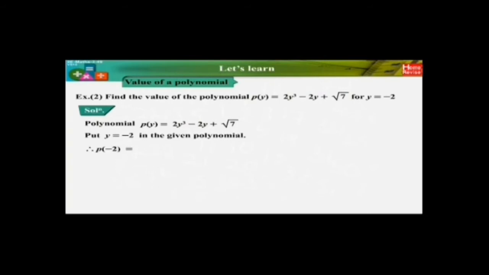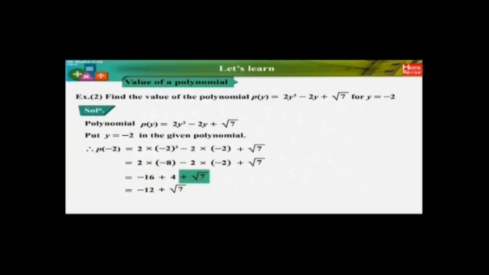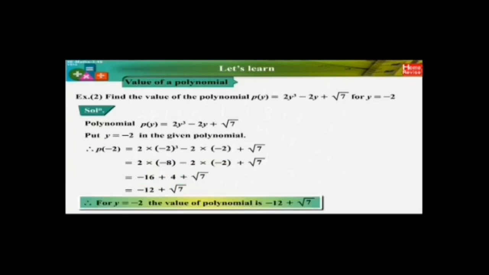So we'll get P of minus 2 is equal to 2 multiply minus 2 cube minus 2 multiply minus 2 plus root 7, which is equal to 2 multiply by minus 8 minus 2 multiply minus 2 plus root 7. So which is equal to minus 16 plus 4 plus root 7, which is equal to minus 12 plus root 7. So for y is equal to minus 2, the value of the polynomial is minus 12 plus root 7.